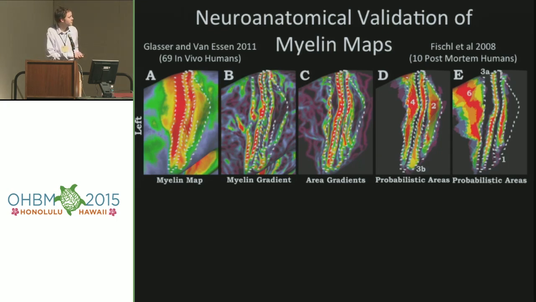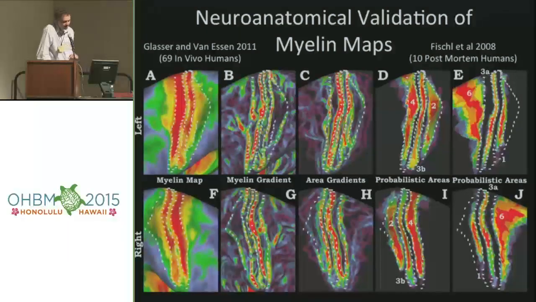So that means we can feel pretty confident that the myelin map is telling us area 4 here, this stripe of very heavy myelination. Then 3A next to that. In the fundus, more light myelination, 3B on the other side, more heavy myelination, and so on. And we see this in the right hemisphere as well.